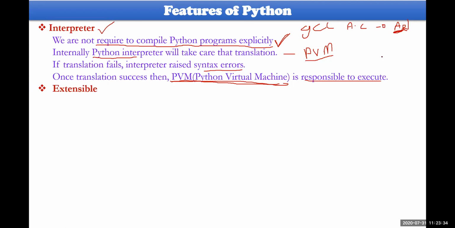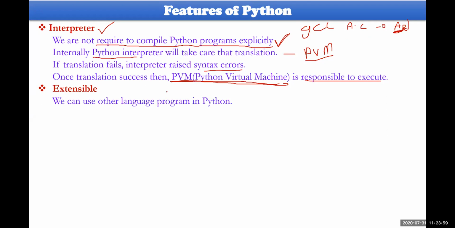Explicitly, you need not compile your program. In Turbo C, after writing your program, you have to apply for compile: Alt F9 is compilation and Control F9 is execution. Compilation must be done, followed by execution. That is not required here.